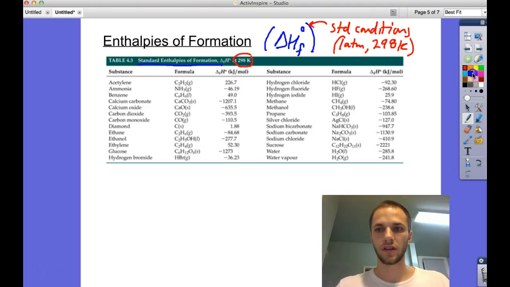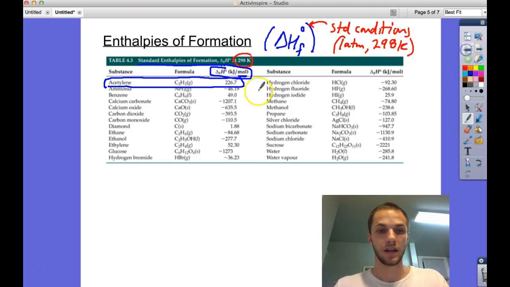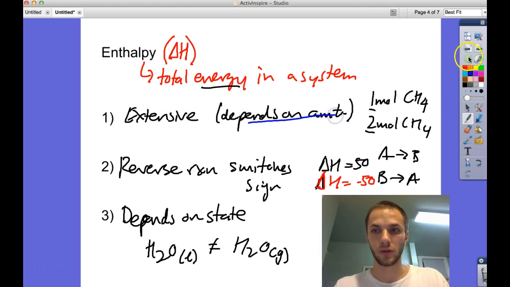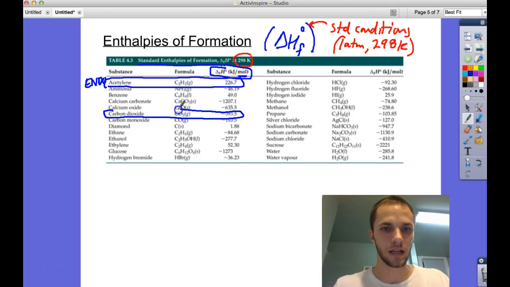You'll see here that some compounds, when they're formed, release energy and some gain energy. For example, acetylene has an enthalpy of formation of 226.7 kilojoules per mole. Remember, per mole, it's extensive. It depends on how many moles we have, and that's going to change how much energy is released. So this is endothermic when this thing forms. On the other hand, when carbon dioxide forms, it's negative. This is very exothermic.